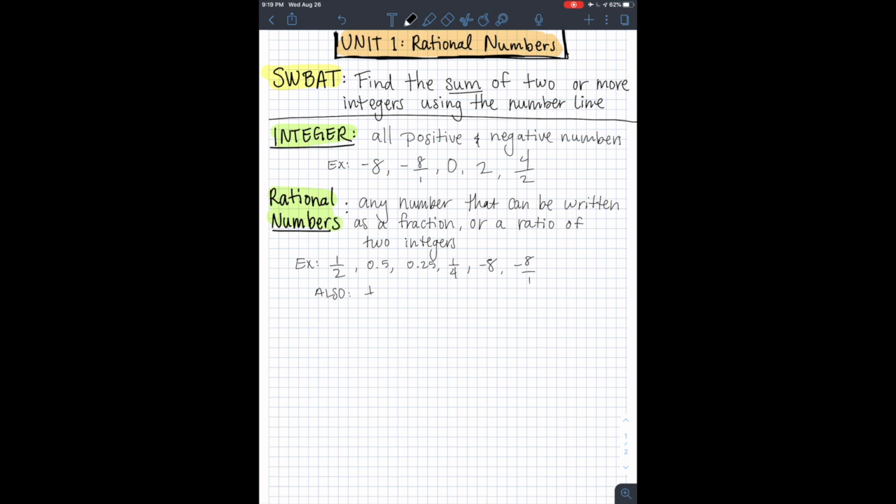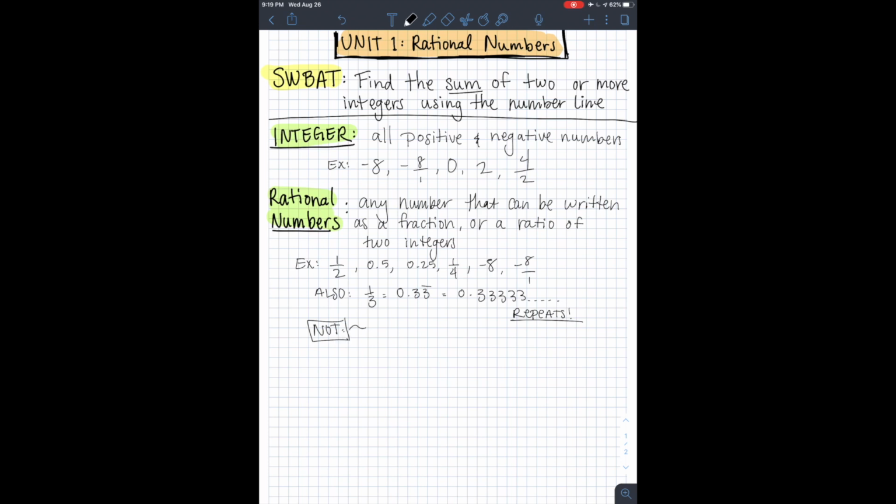Also, a couple other important things. Sometimes fractions have crazy decimals. So 1/3, if you write it in decimal form, is 0.3333333, and the line over the 3 just means that that 3 repeats over and over and over again. That's a rational number because it can be expressed or written as a fraction.